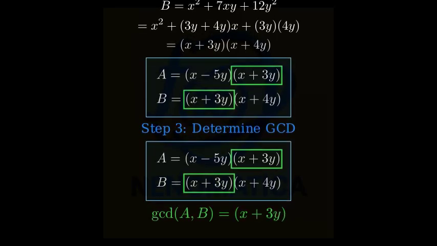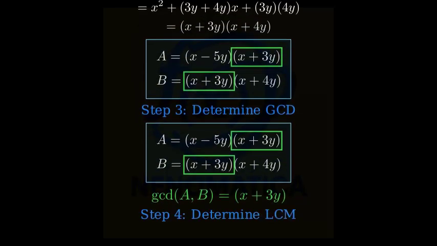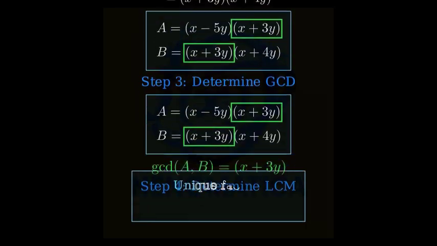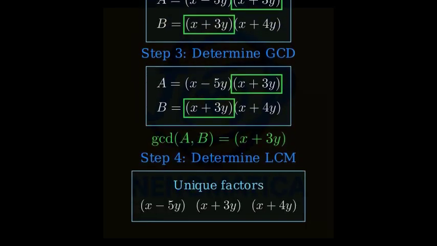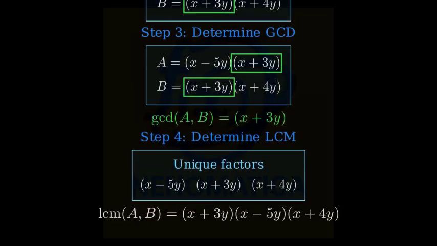Step 4. The least common multiple uses each unique factor with the highest power appearing in either polynomial. Our unique factors are x minus 5y, x plus 3y, and x plus 4y. Therefore, the least common multiple is (x plus 3y) times (x minus 5y) times (x plus 4y).